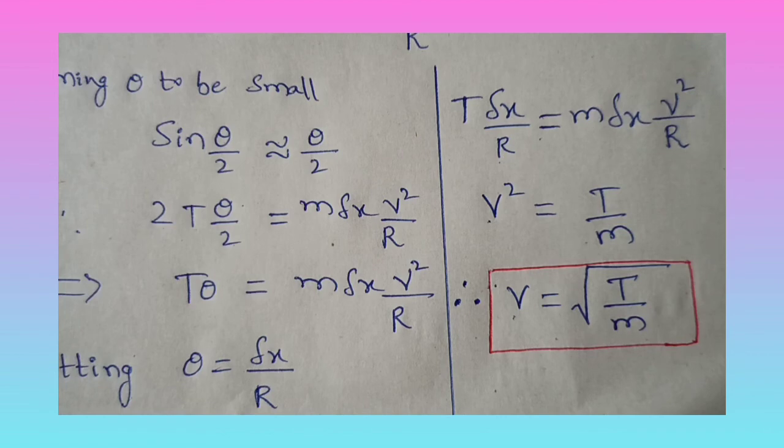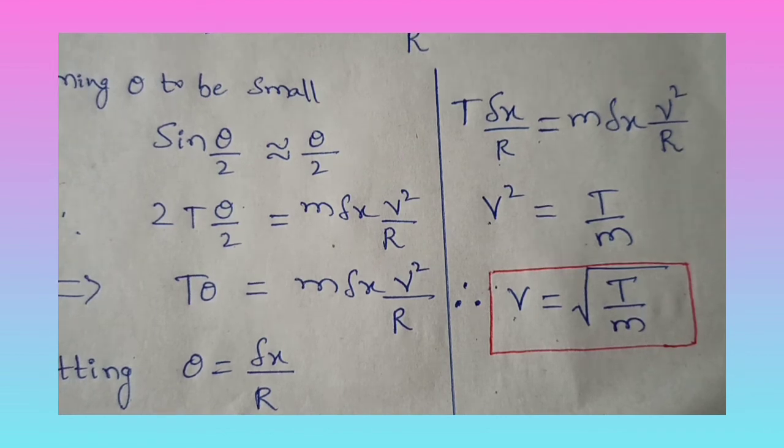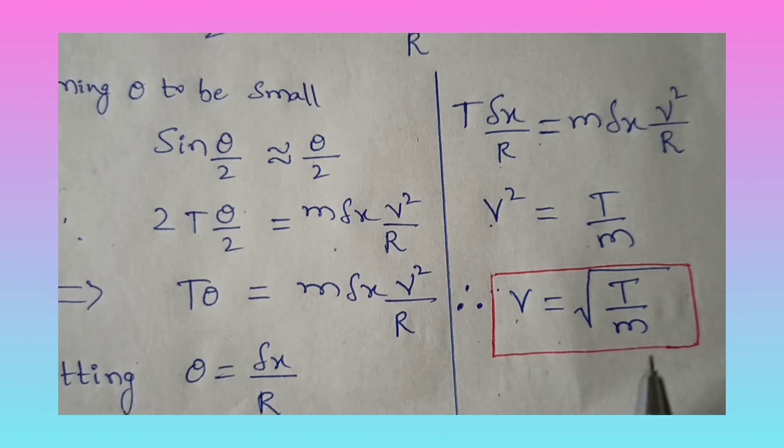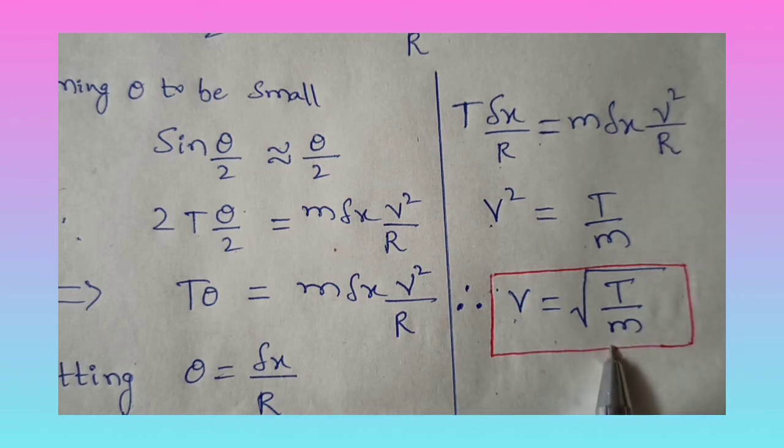This is the final equation, which tells us that the velocity of a wave along a string depends on the tension and the mass per unit length.